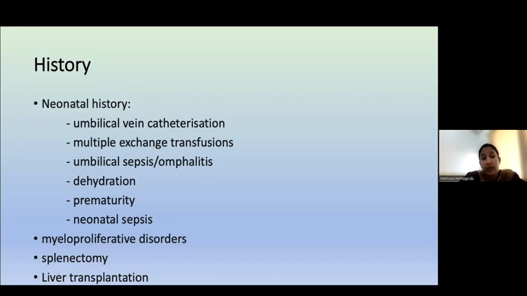You should ask, but that doesn't mean you would always see it, because 50% of the time you might not see any underlying reason. But in the history, you should ask about this aspect as well. There can be other very rare conditions like myeloproliferative disorders, surgeries, splenectomies, liver transplantations, and polycythemic conditions, which can lead to thrombosis, which you have to question in the history.